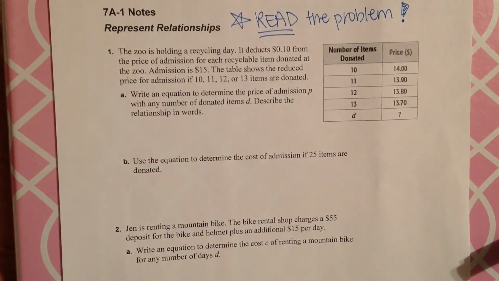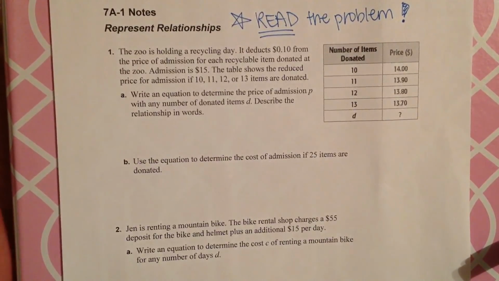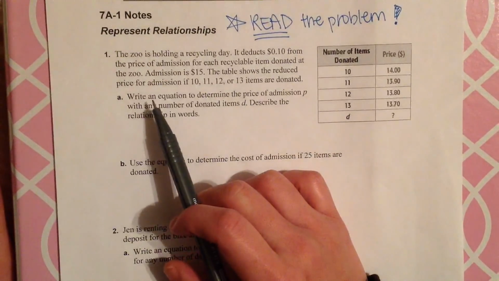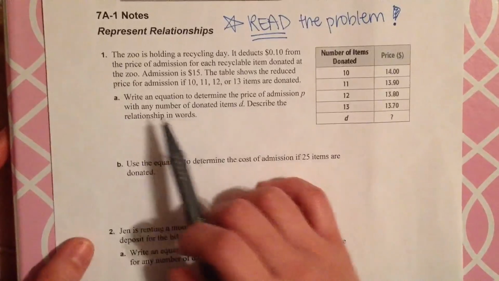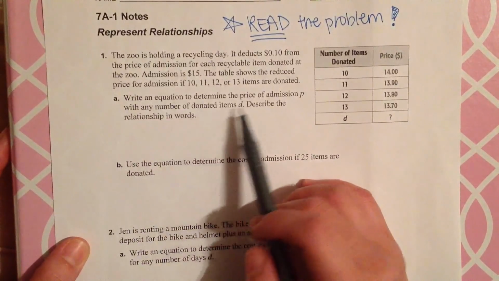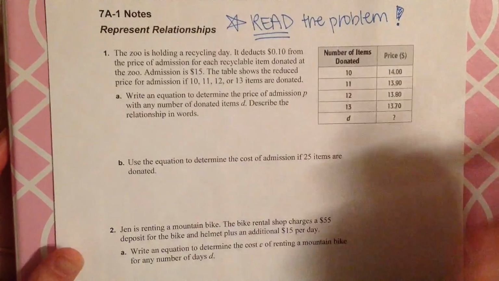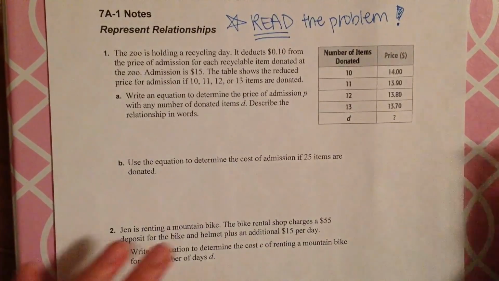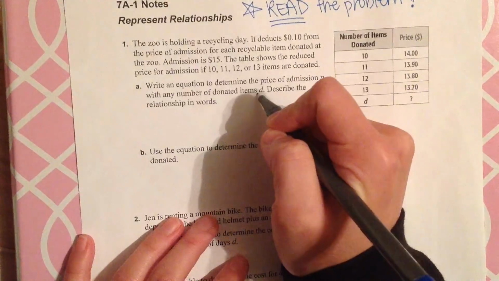So we have the scenario, it costs $15 to go to the zoo, but you can make your price cheaper if you bring items to recycle. Problem A says, write an equation to determine the price of admission, which is P, with any number of donated items, D. Describe the relationship in words. Remember, a lot of times we use X and Y, but really you can use any variables. The price is P, and the number of donated items is D.